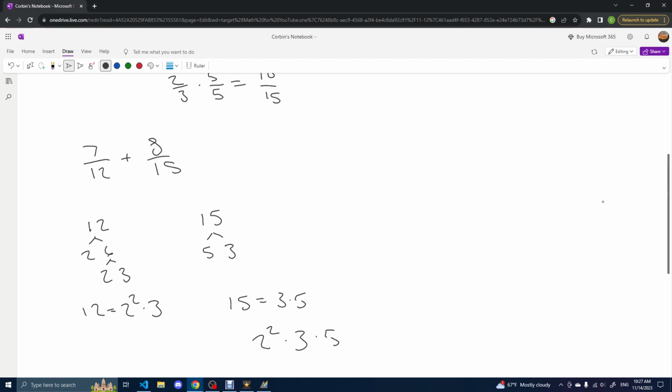So this would be 4 times 3 times 5, which is equal to 20 times 3, so 60. So their least common multiple here would be 60.